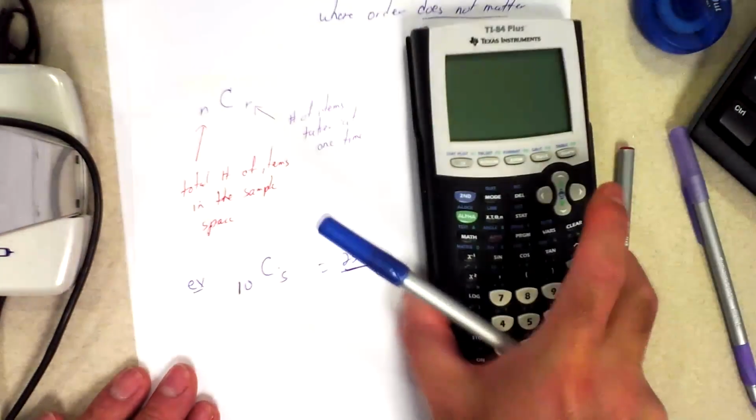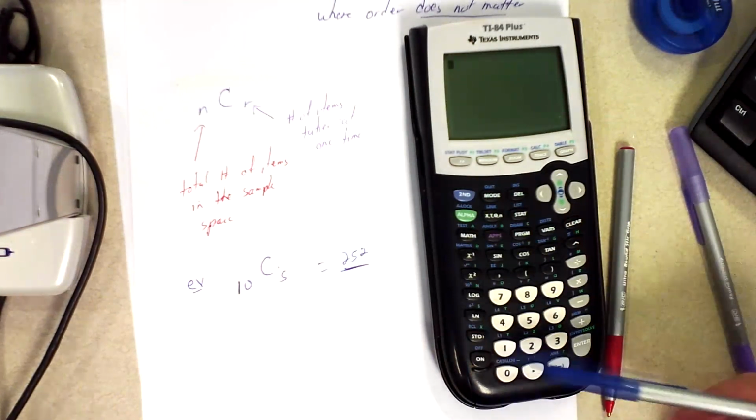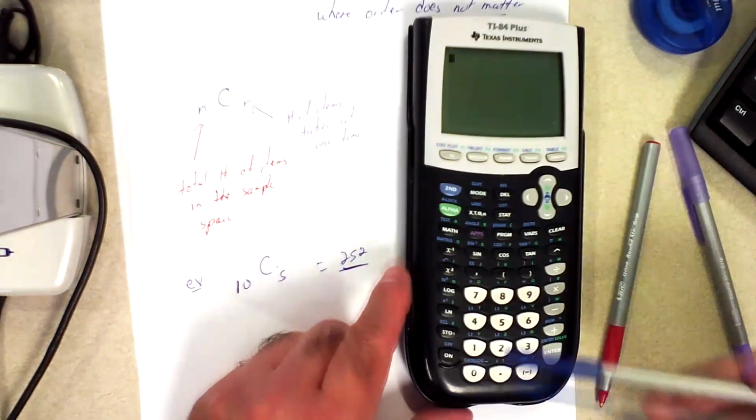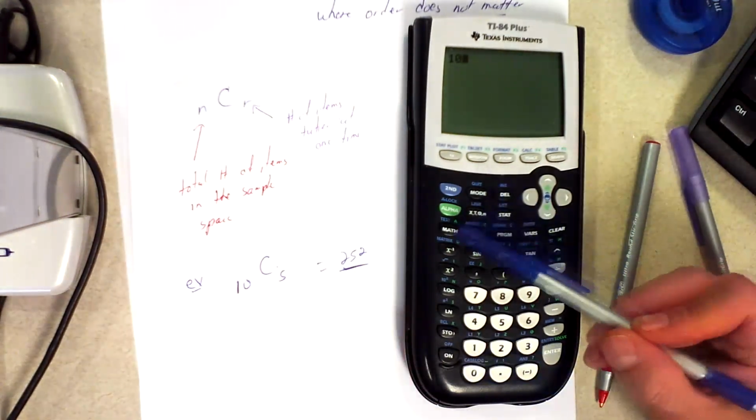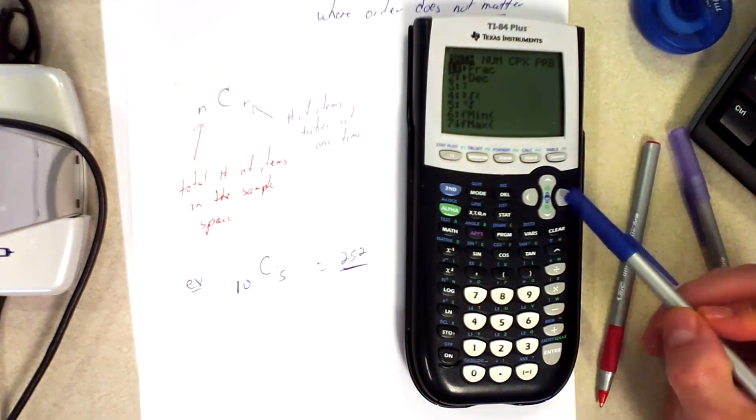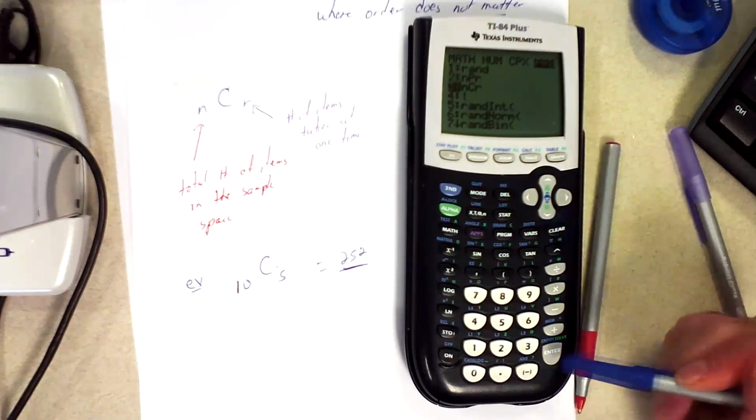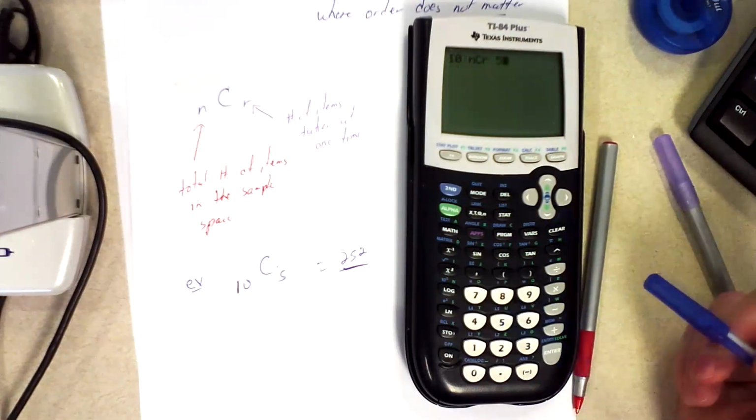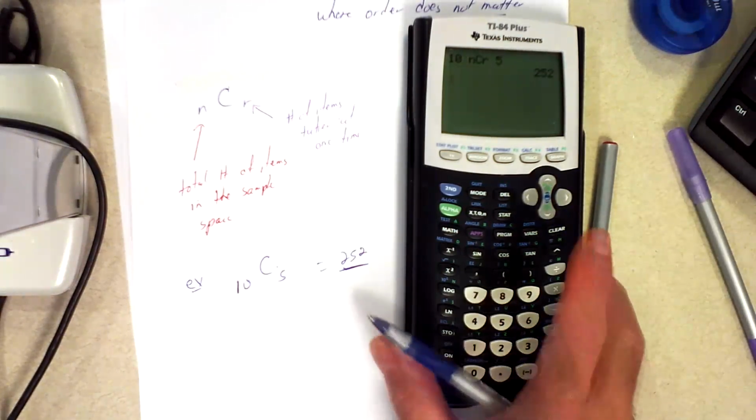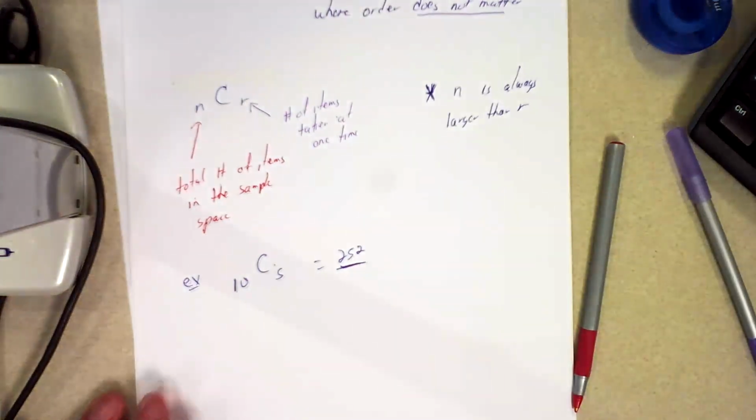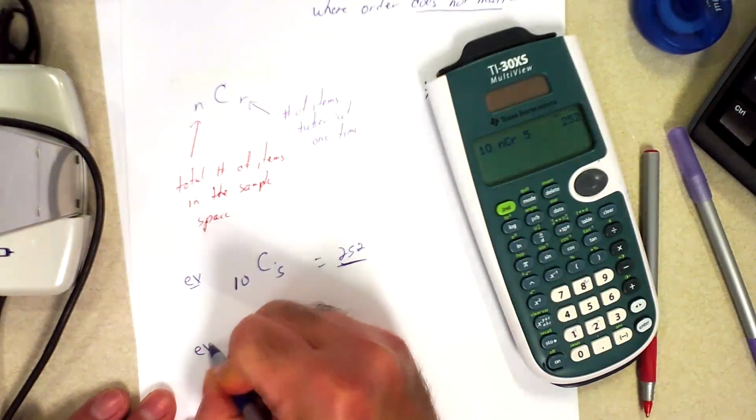On the graphing calculator, do the same thing. Type in the 10 first. Go to math. Move to PRB. You want the third option. And then you put your right number, 5. And you get the same. So you really got to use a calculator for these things.